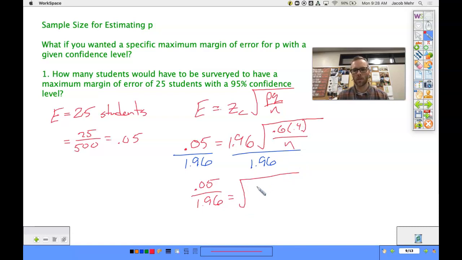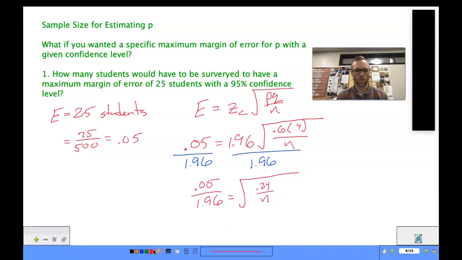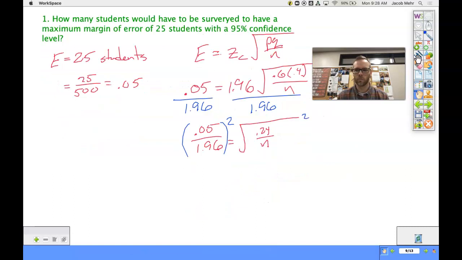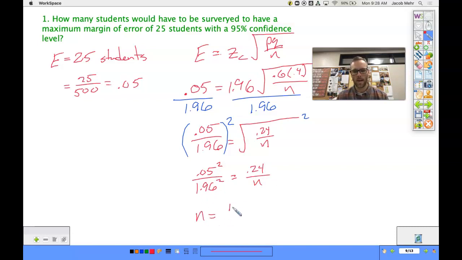What's 0.6 times 0.4? That's 0.24. I'm going to square both sides. So now I have 0.05 squared over 1.96 squared equals 0.24 over n. Cross multiplying and dividing, n equals 1.96 squared times 0.24 over 0.05 squared. So just a little cross products action. I haven't typed in anything yet until now.